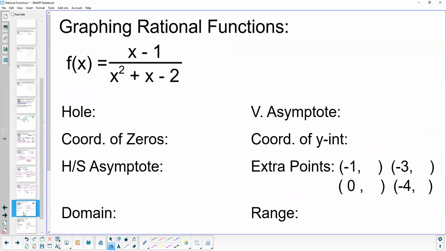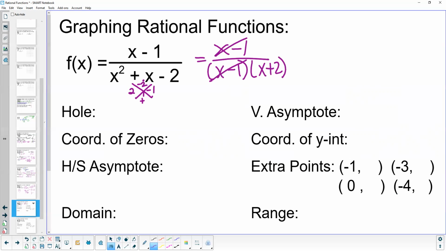Now, in this next example here, we are going to look at how we can graph a rational function. In this case, it has a hole, so we want to take that into account there. So to figure out that hole, remember, we are going to factor our polynomial here. So we get x minus 1 over, well, if I factor this using the x method, two numbers that multiply to negative 2 and add to 1 are going to be 2 and negative 1. So x minus 1, x plus 2. These are going to cancel. That's where our hole is.